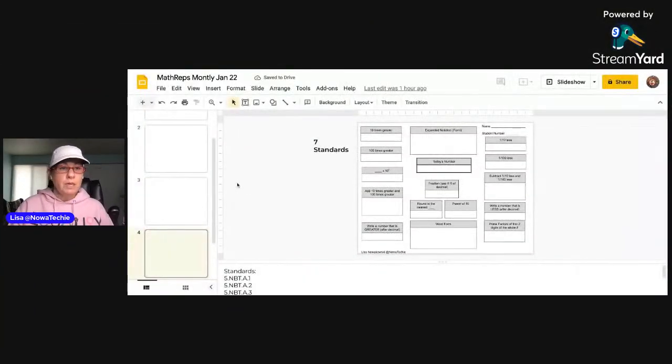So, today we're just going to look at MathReps and how you can use them in the classroom and how they work. So, I'm going to go ahead and get started. MathReps are super easy to start using in your classroom right away. We're going to take a look at a few examples.